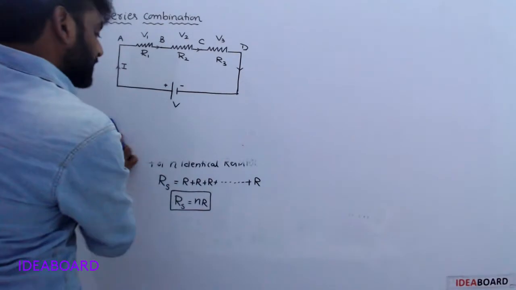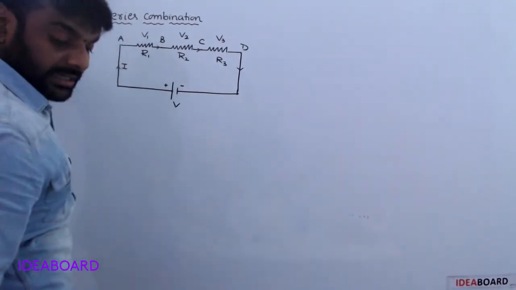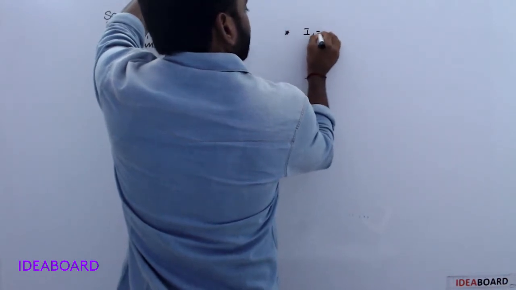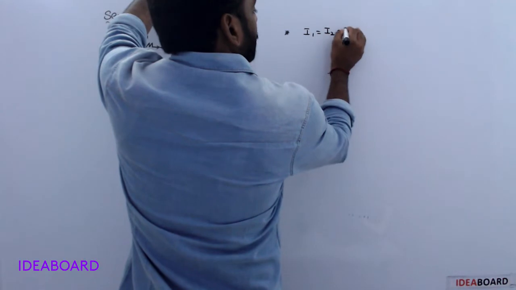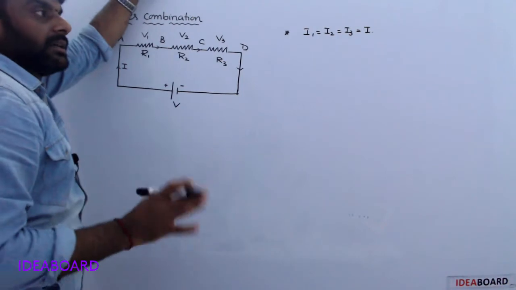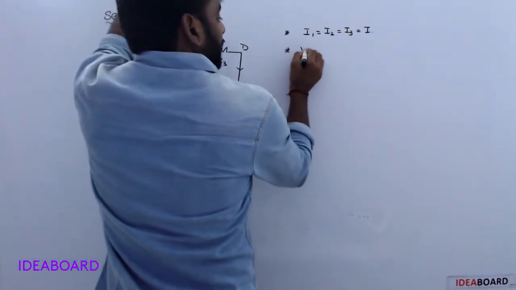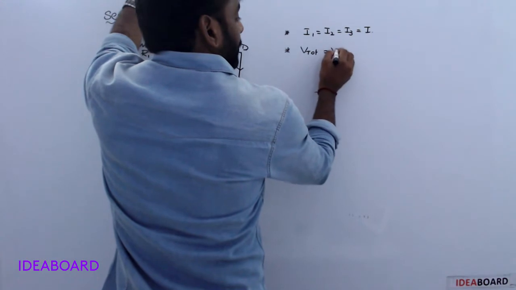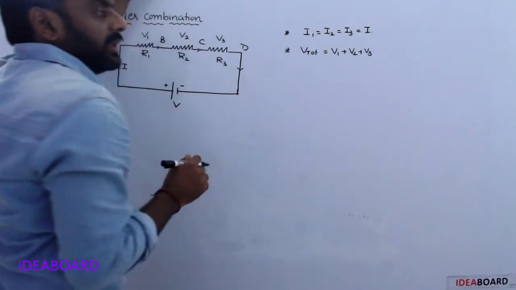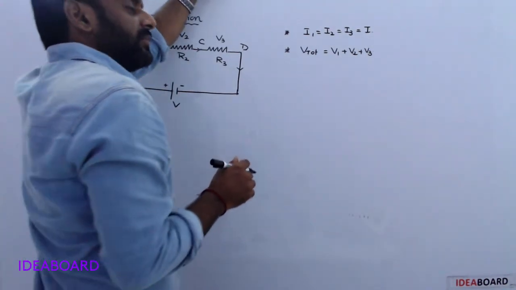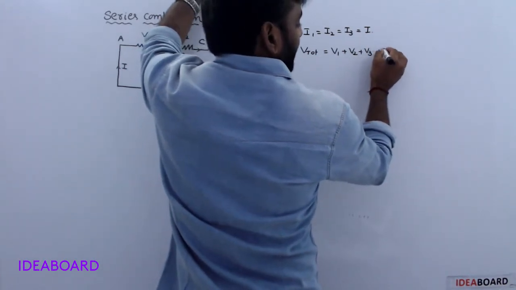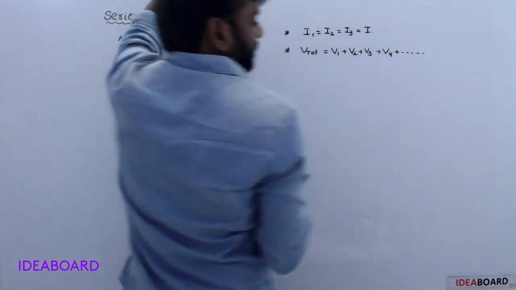In series combination, which one is constant? Current. I1 equal to I2 equal to I. Current is constant. What about total potential? V total is equal to V1 plus V2 plus V3. Understood? For any number of resistors, you write it simply like this.